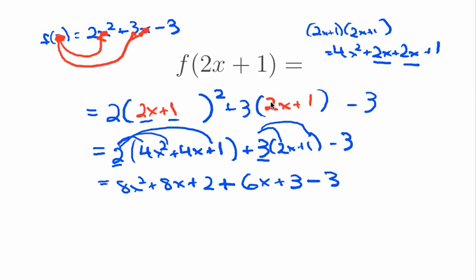So now no more parentheses. All I have to do now is collect like terms. I do see immediately that I can subtract. I'm subtracting a 3 and adding a 3, so I can just cross that out. There's only one x squared term. Here's a couple of x terms, and there's only one number or constant term left over. So here's my final answer: 8x squared plus 14x plus 2. And that's my answer.